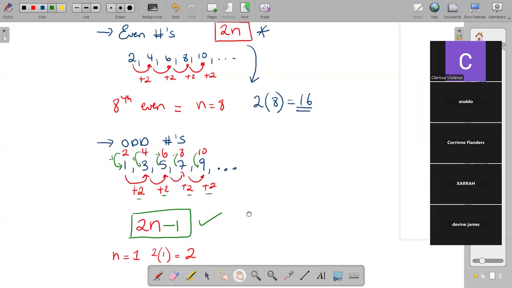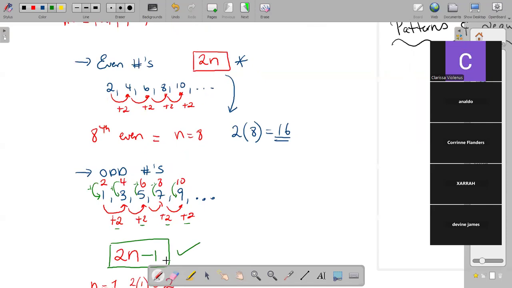Everybody, what's the formula for even numbers? Type it in the chat. What's the formula for all even numbers? 2n. You have to memorize that.